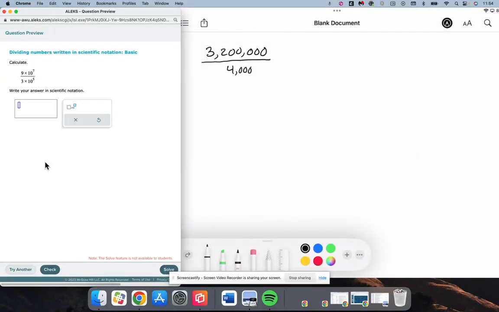So working with numbers that are written in scientific notation and dividing them is very much like what we do when we multiply them, except instead of adding the exponents, we are going to subtract the exponents. And I've got a problem here to demonstrate that. We've got 3.2 million divided by 4,000.